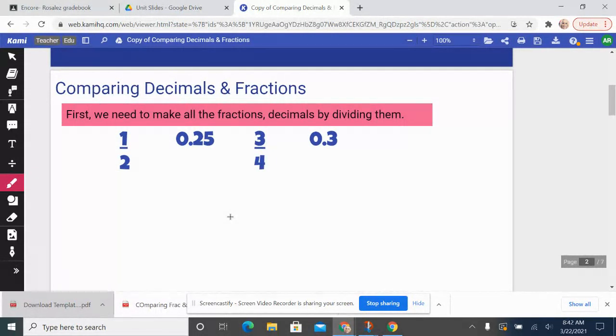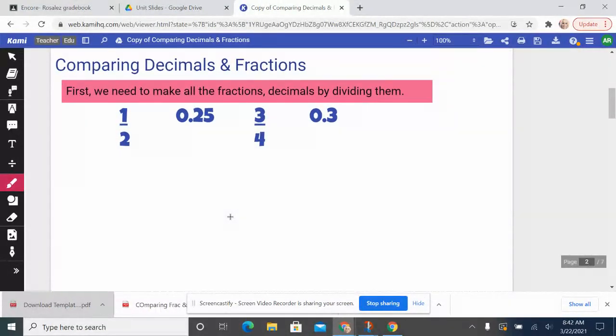So first we need to make all the fractions decimals by dividing them. So we cannot really compare a decimal and a fraction. We need them to look the same. So we could either make the decimals fractions or we can make the fractions decimals. And that's just the way that I prefer. So that's the way that I'm going to do the video. But either way is correct. So however you decide is fine. If you really don't know the way to do it, then you should be copying the way that I'm doing it right now. Okay. So first we need to make 1/2 and 3/4.